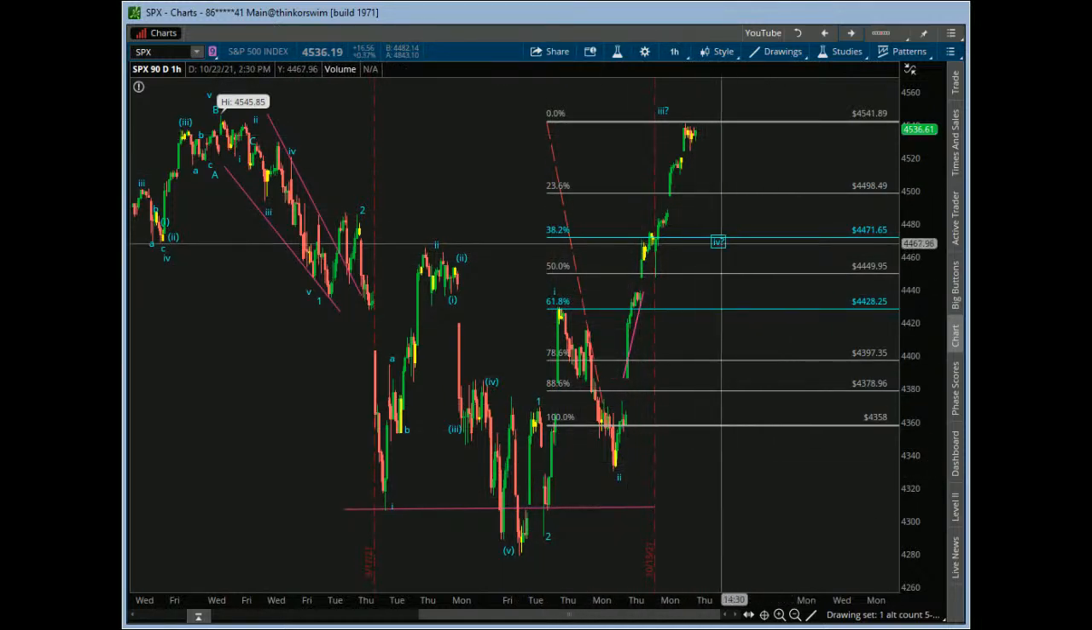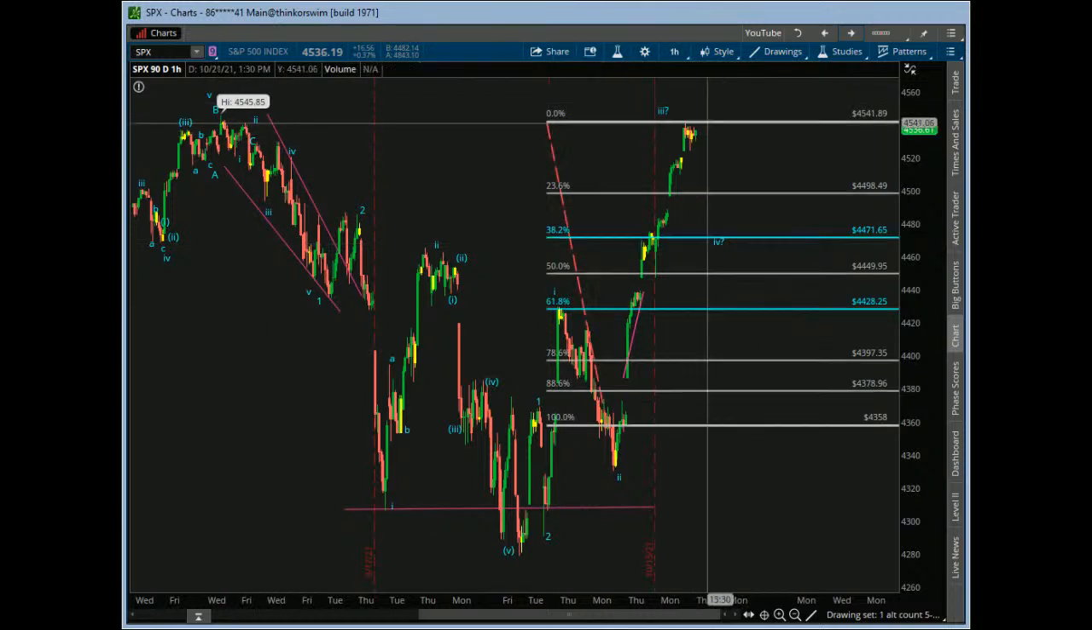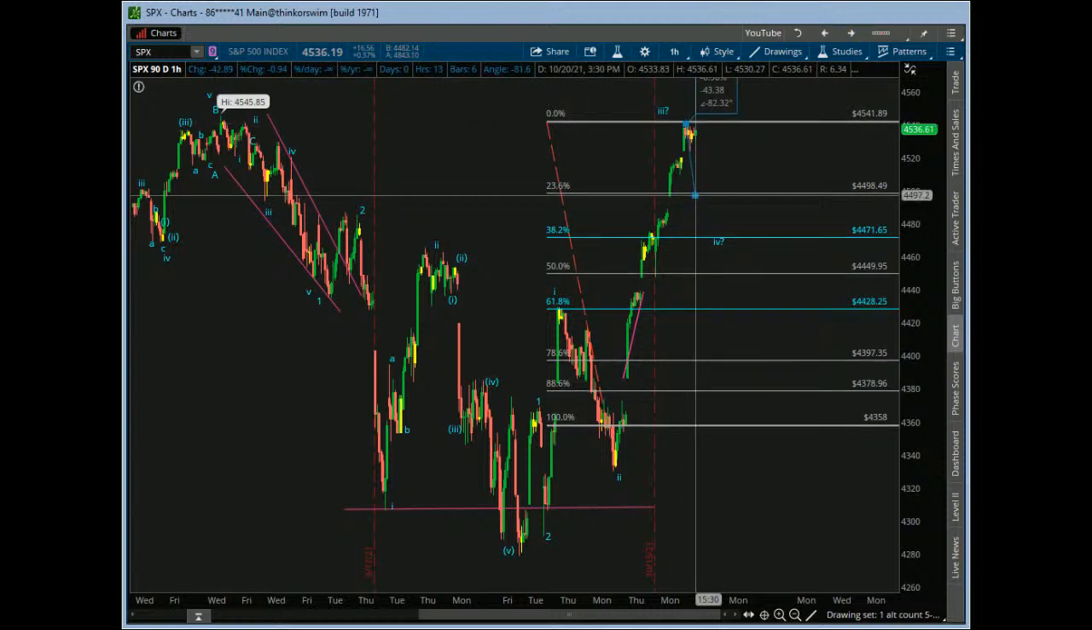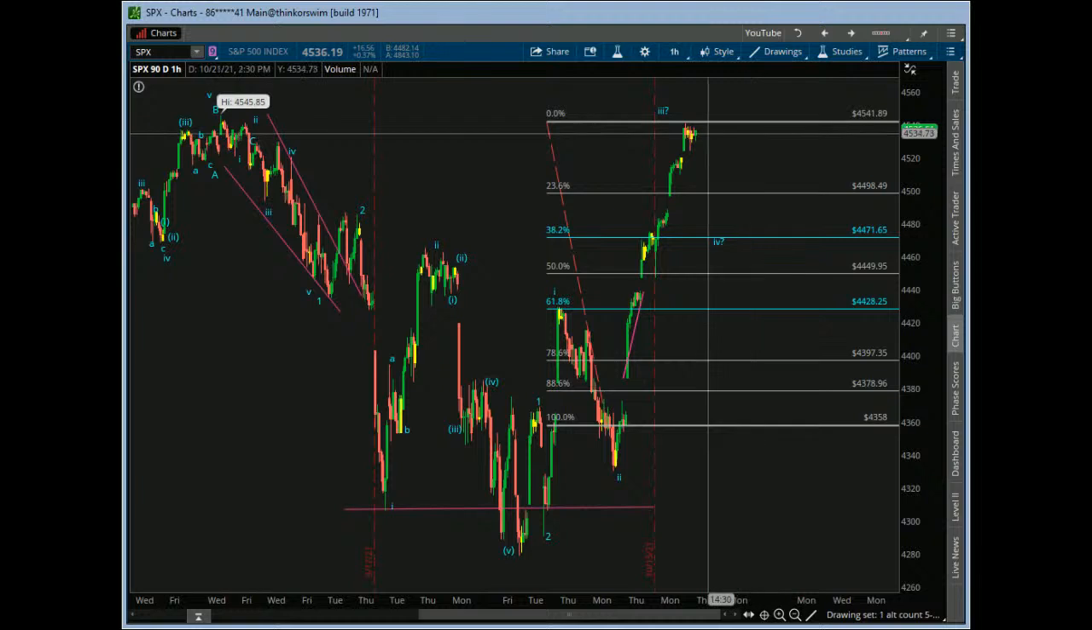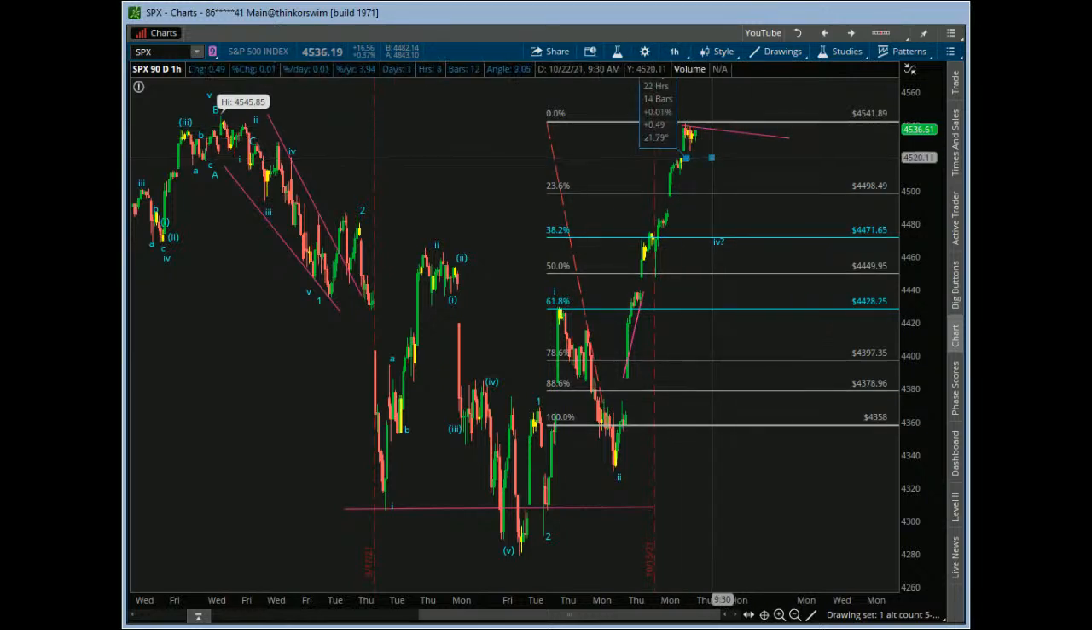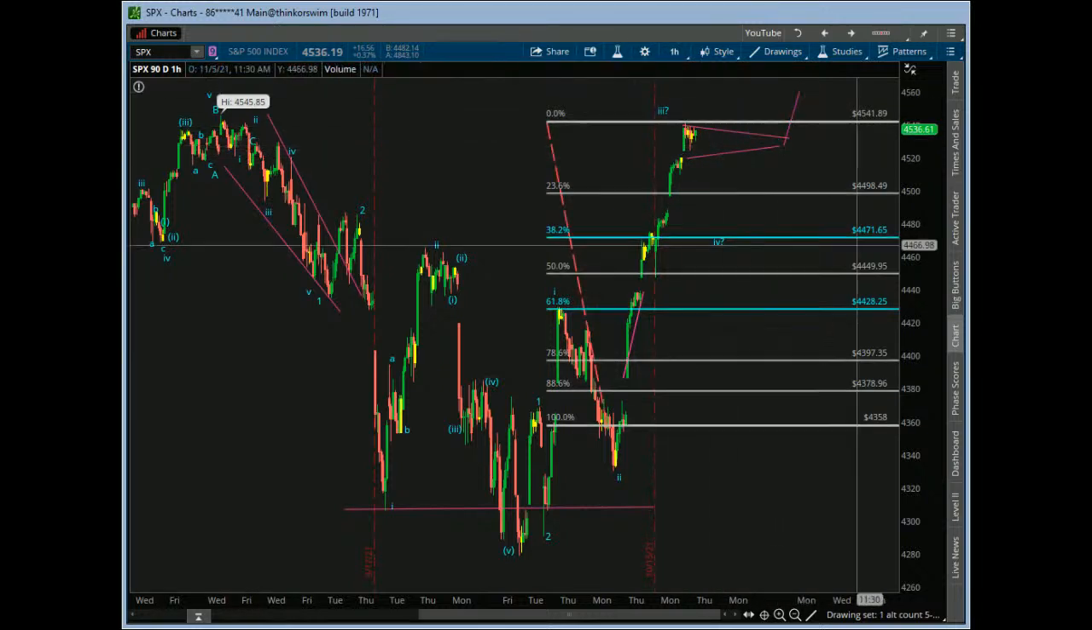Now the real question is, was wave 3 done? Are we going to push to all-time highs and then we get a pullback? Or are we getting ready to start wave 4? And the real question is, is wave 4 going to be an ABC, some sort of zigzag or a flat? Or is it going to be a triangle? It kind of looks like we have this choppy type feel to it. So we'll see if we get a triangle and then a wave 5 up to get to all-time highs.